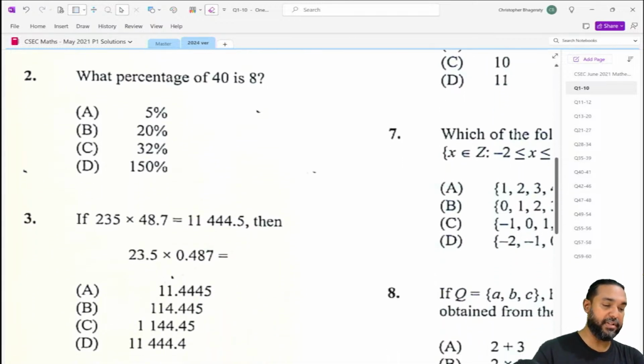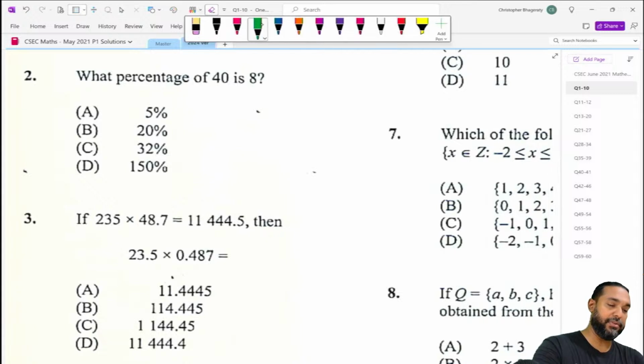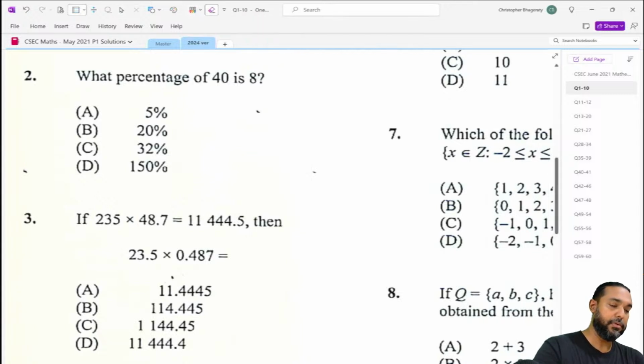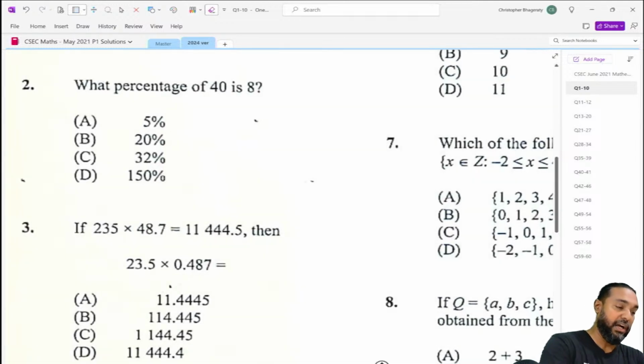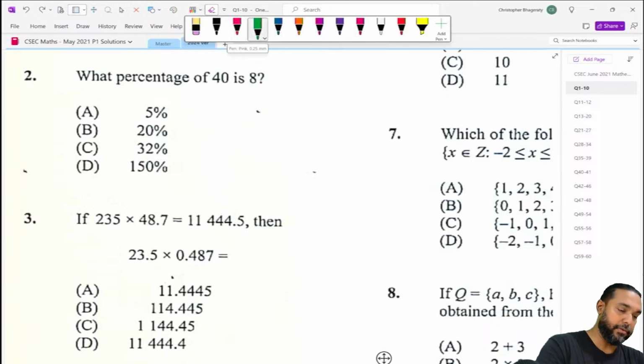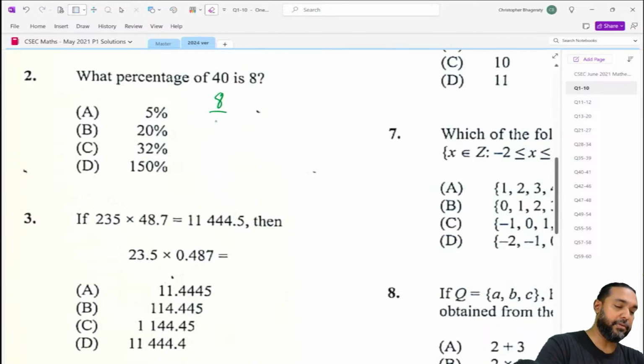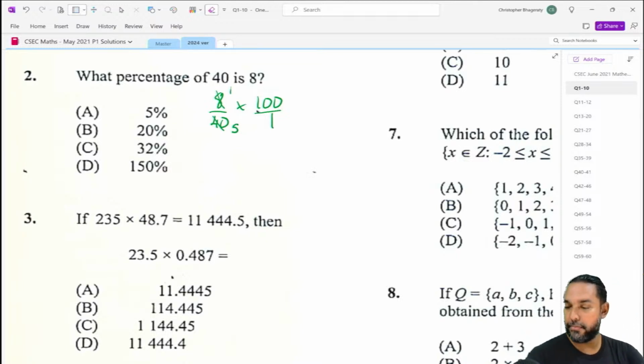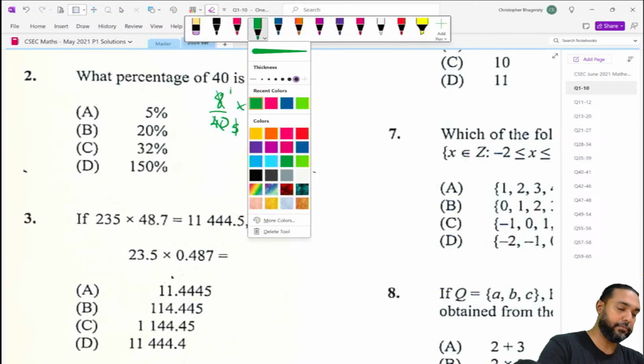Right. What percentage of 40 is it? How would I work this? Right. So I'll put the 8 over 40 and multiply by 100. That is correct. Cool. So 8 will go into 40 how many times? 5 times. And then 5 will cancel with 100, 20 times. And yes, we have 20%.